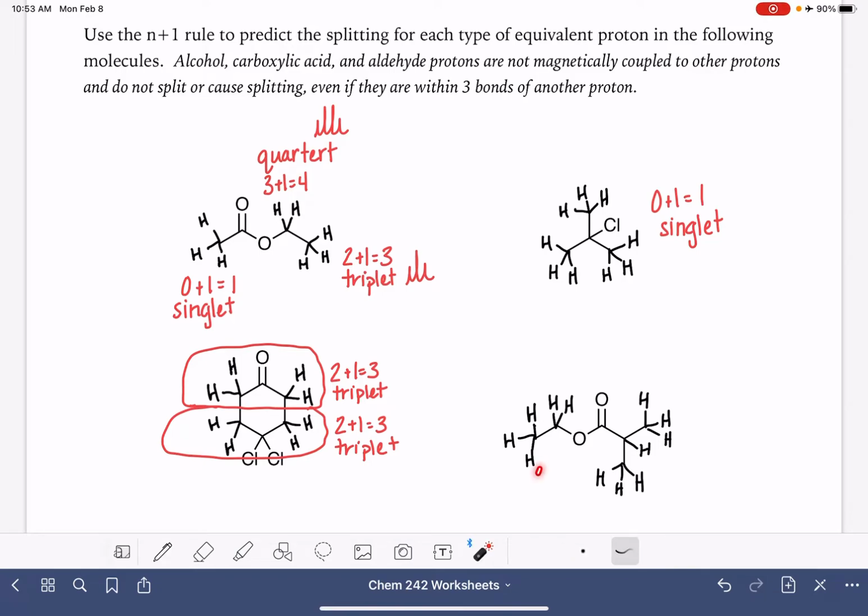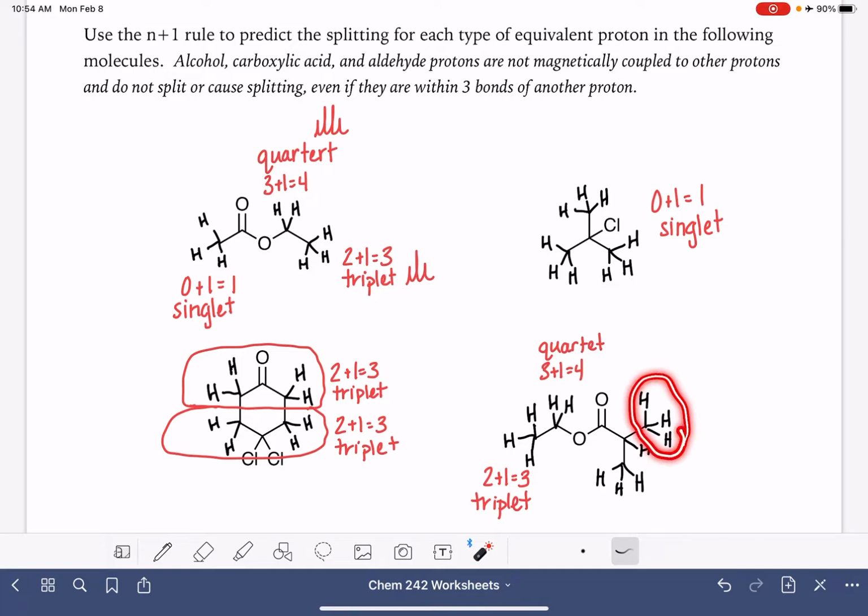On the left-hand side, these 3 hydrogens are equivalent, and they are 1, 2, 3 bonds away from 2. So these are 2 plus 1 is 3. That's a triplet. And these 2 are 1, 2, 3 bonds away from 3. 3 plus 1 is 4. That is a quartet. This hydrogen right here, well, actually, let's not do that one yet.